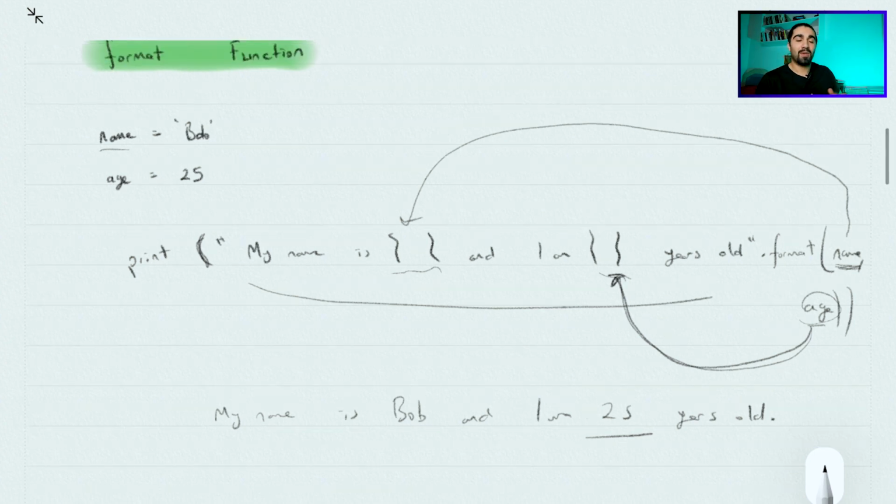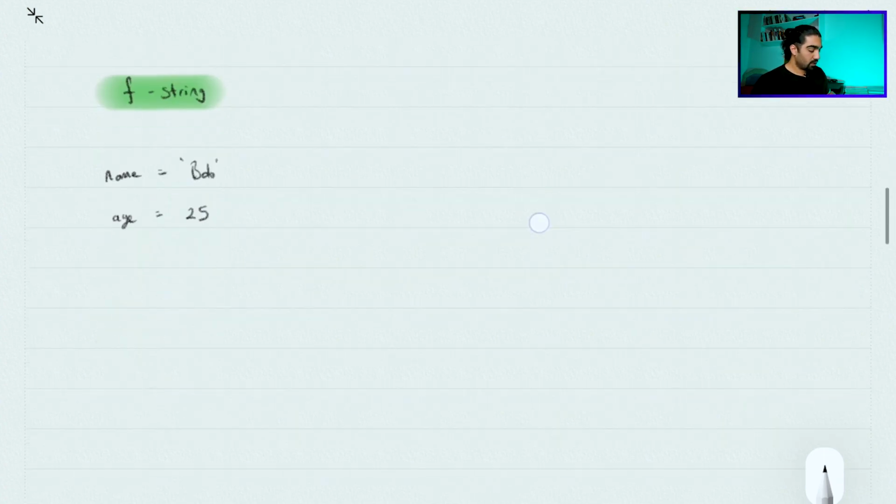Okay. And in Python, we have something cooler, which has been adopted into the language since Python 3.6. I also talk about it: it's f-strings. And it's really easy to understand as well.